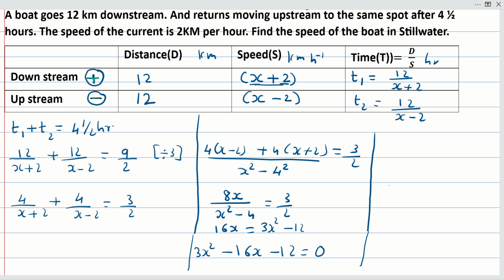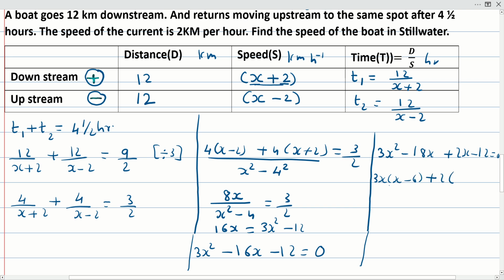Right now I can think of 36 as 18 times 2. So 3x square minus 18x plus 2x minus 12 is equal to 0. So 3x times x minus 6 plus 2 times x minus 6 is equal to 0. So the factors obtained are x minus 6 and 3x plus 2 is equal to 0. So x comes to 6 and x comes to minus 2 upon 3, which is invalid, because the speed of the boat cannot be negative.